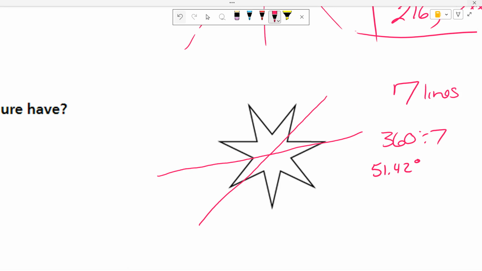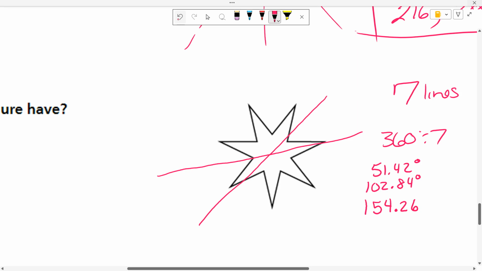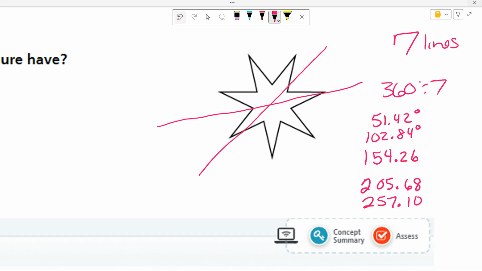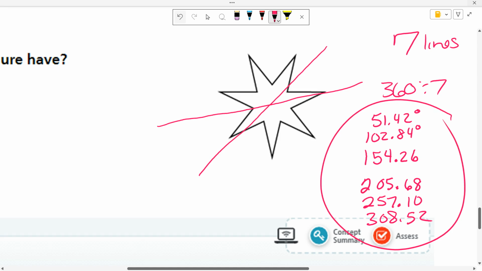The second turn is 102.84. What's the third turn? 154.26. What's the next turn? 205.68. There you go. There's 2 left. Then we have 257.10. Yeah, 257.10. And the last one is 308.52. Those are the 6 different turns we can make with that one.